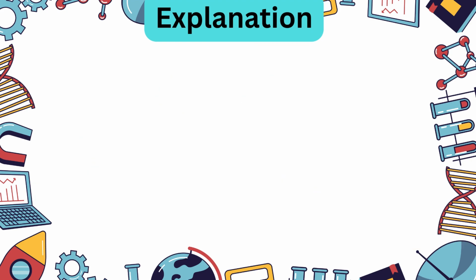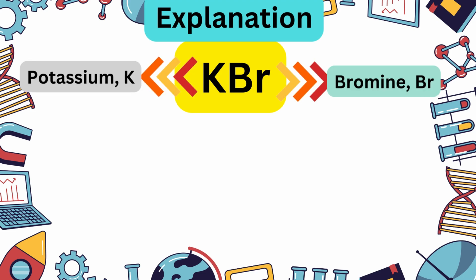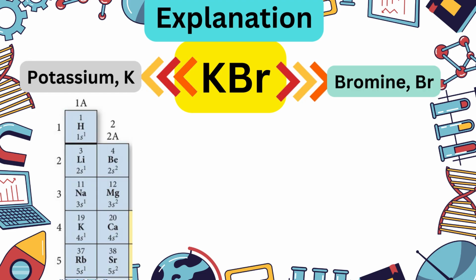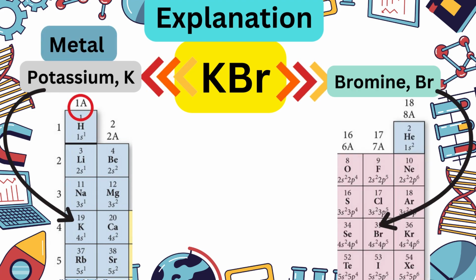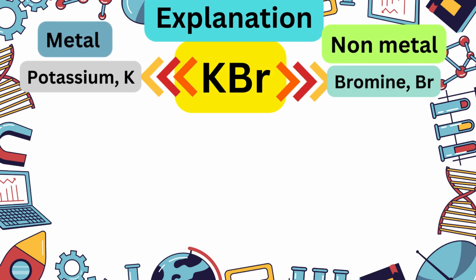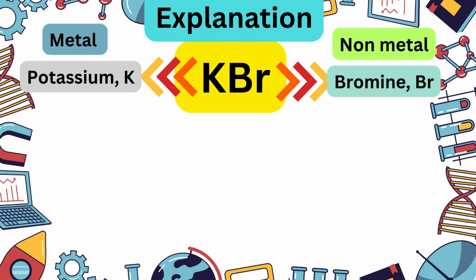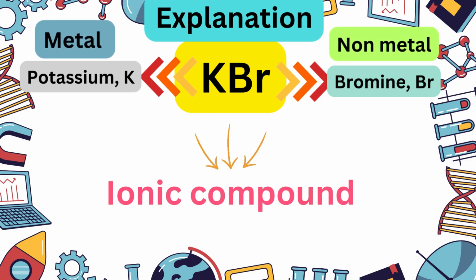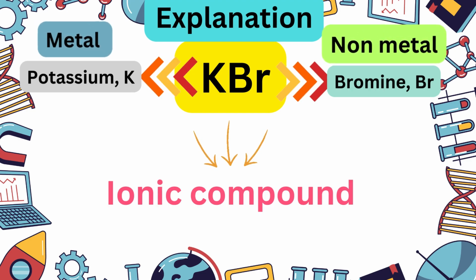The compound given in the question is KBr, means potassium bromide. If you see the periodic table, potassium is a metal from Group 1A, and bromine is from Group 7A, a non-metal. So one element is metal and the other element is non-metal, making this compound KBr an ionic compound.